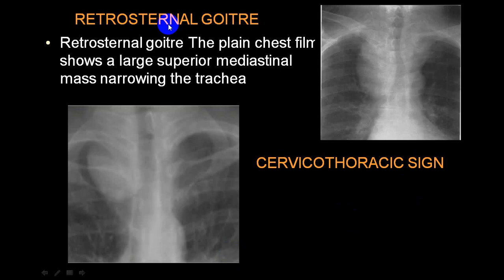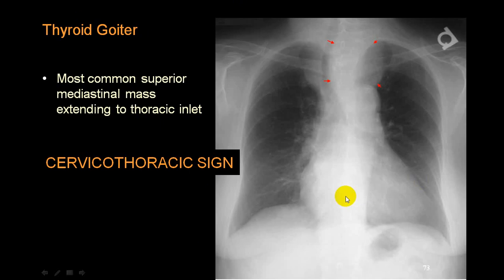So very commonly it is because of a retrosternal goiter, which can produce this cervicothoracic sign. So try to have a look at that particular thing. Now you can see this here. This is extending above the clavicle. Can you see that? It is mainly on the left side, extending above the clavicle, and this is a trachea which is being pushed from the left side towards the right side. And see this paratracheal shadow.